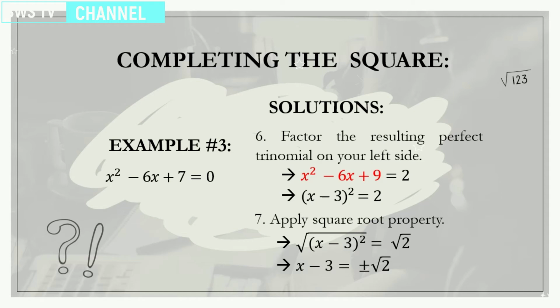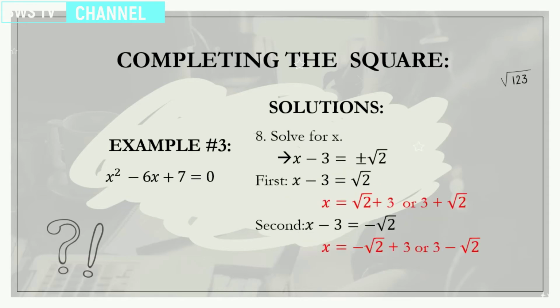Then apply the square root property, cancel the square root, cancel the exponent. Then we have x minus 3 is equal to positive negative square root of 2. Since we cannot take the square root of 2, we'll just leave it that way. Then we'll have to solve for x. So we have x is equal to square root of 2 plus 3, or 3 plus square root of 2. Then we have x minus 3 is equal to negative square root of 2. Answer: negative square root of 2 plus 3, or 3 minus square root of 2.